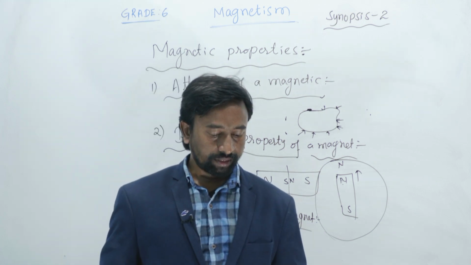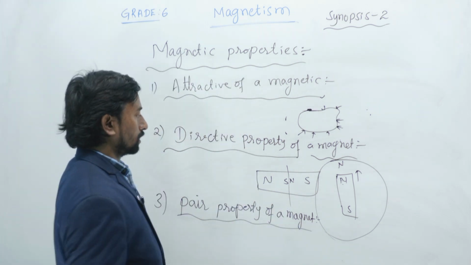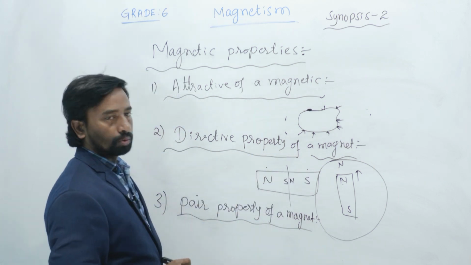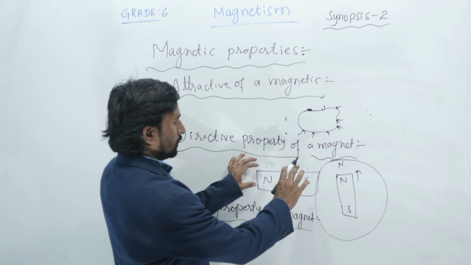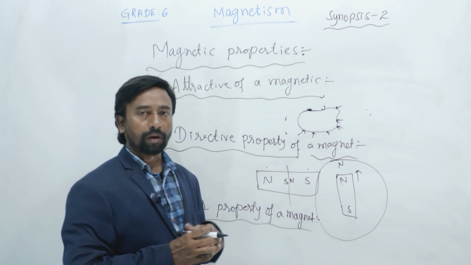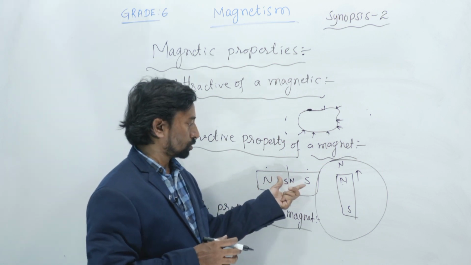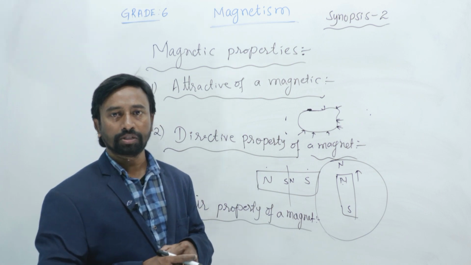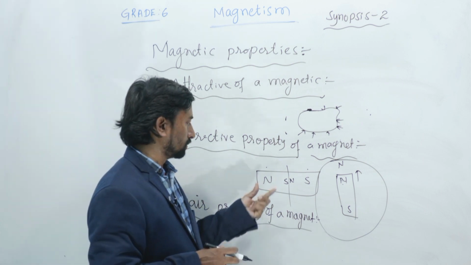Now the next one. For the bar magnet we have seen the pair of poles, north pole and south pole. At the poles, at the edges of the bar magnet, the magnetic property of the magnet will be strong. That means they are the poles. At the poles the magnetic nature will be stronger, a stronger magnetic pole strength will be there.